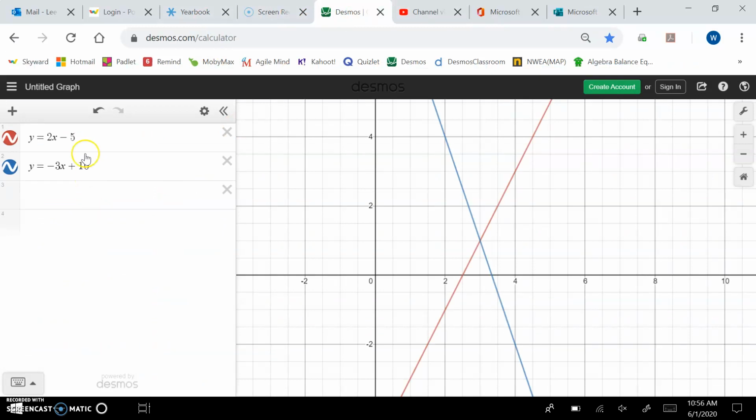So on Desmos, what this looks like is over here, you can just type in your slope-intercept equation using y and x. So I've got my y equals 2x minus 5 and y equals negative 3x plus 10. There's my red line and my blue line. And in Desmos, you can just click on those lines, click near the intersection point, and it will tell you the solution. So you can see that on this one, 3, 1 is the correct solution.